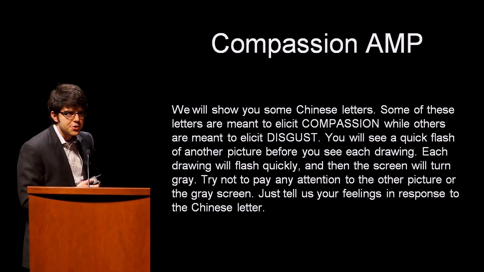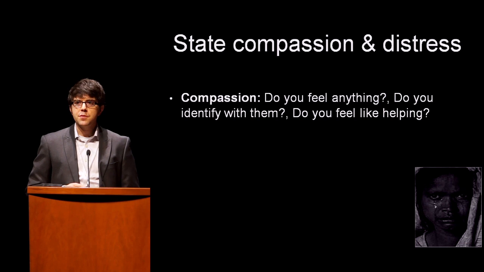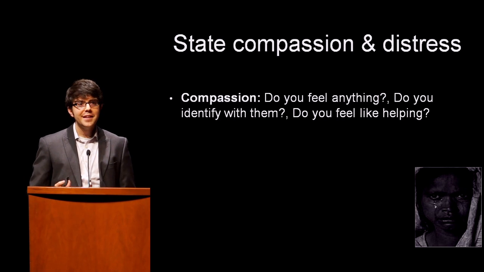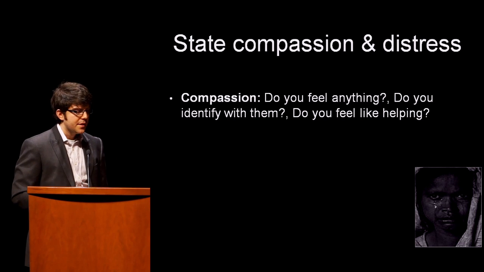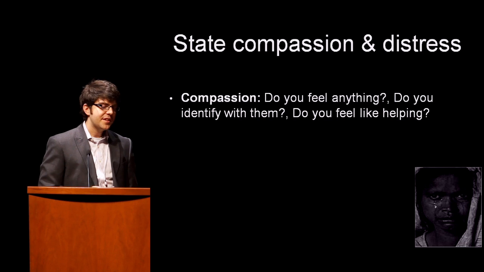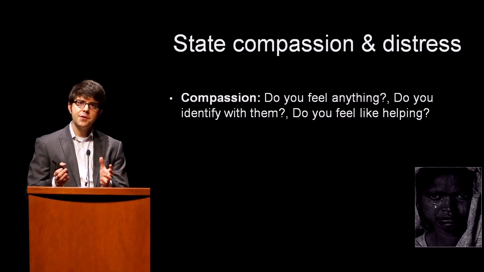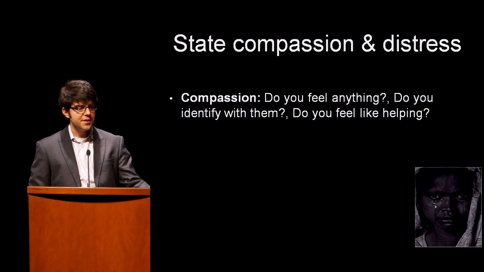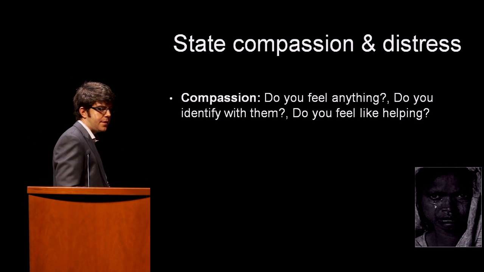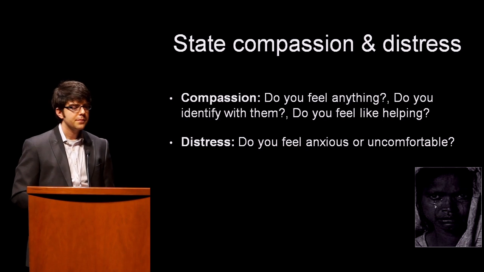So this is what I showed you before. I'm going to skip this in the interest of time. We had people rate their emotions towards a variety of targets. This included images like what you see there of someone crying, also people smiling, and people displaying neutral affect. We asked them 4 questions for each image. First, we asked them, do you feel anything? Do you identify with the person in the photo? Do you feel like helping? For our purposes, we collapsed these together as an index of compassion. However, if you focus just on the more compassion-like items, like the latter 2, you get the same results. And then an item that captures something like empathic distress. Do you feel anxious or uncomfortable?